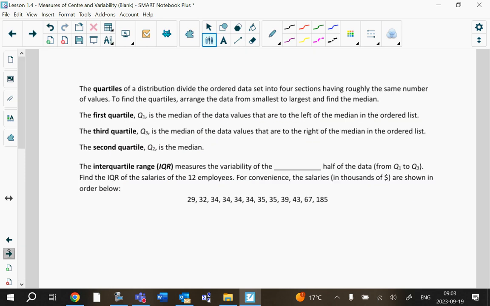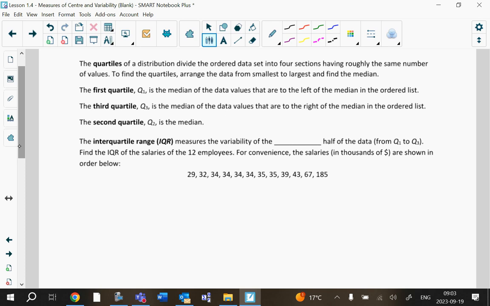The last one is something called the interquartile range. What do you think the word quartile means? Quart. Something to do with 4. Quartiles is when you split the data up into fourths. First quarter, second quarter, third quarter, fourth quarter. Or the lowest 25%, then the next 25%, then the next 25%, then the highest 25%. Okay?